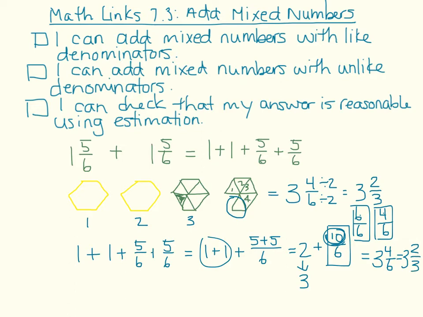Now we need to estimate and make sure that our answer is approximately correct. So we can do this by looking at our original numbers. 1 5/6 is pretty close to 2. 1 5/6, which is the exact same number, is pretty close to 2. So we're looking for an answer that's going to be close to 4. When we look at our answer of 3 and 2/3, that's fairly close to 4, so we know that our answer is reasonable. I want you to pause the video and copy down these notes.